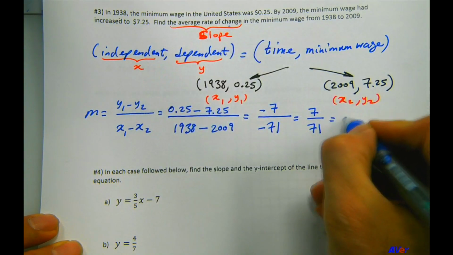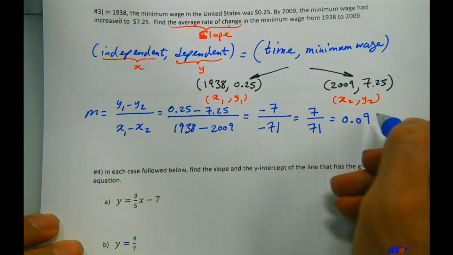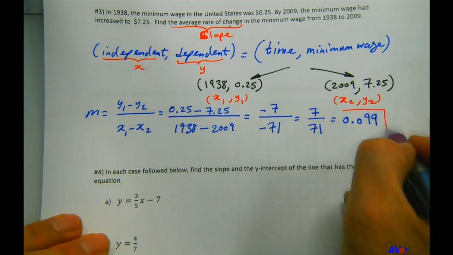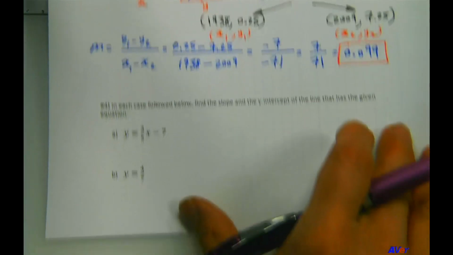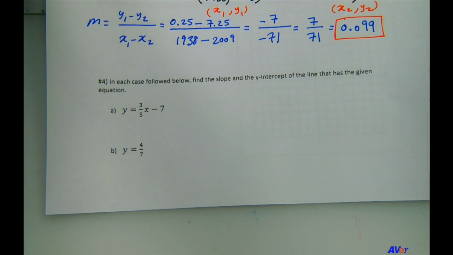So let's do that. So equals 0.09, and 0.09 and 9. So that is the slope. That is a very small positive slope. So it tells us that the minimum wage increased, but at a very, very small rate it changed. Very slowly it changed.